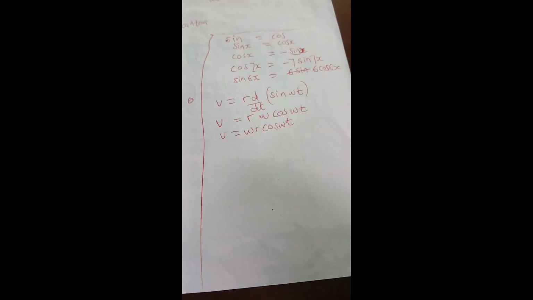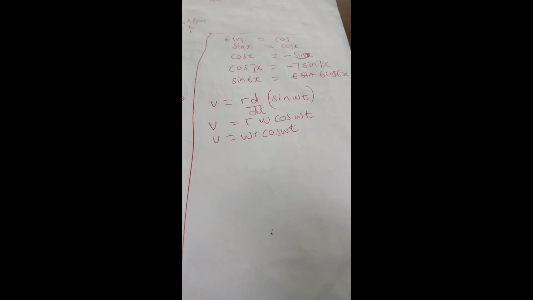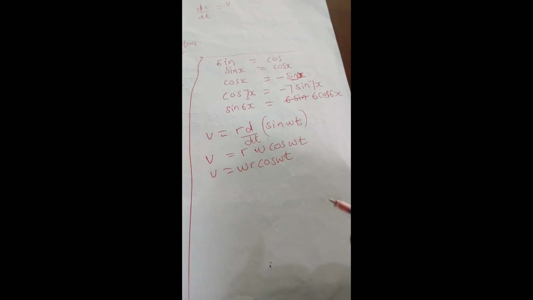We are going to continue in the next video. So we are moving on. So you see that we now have the velocity to be omega r cos omega t. All right, let's break it again.